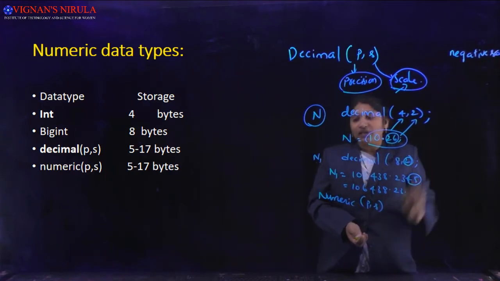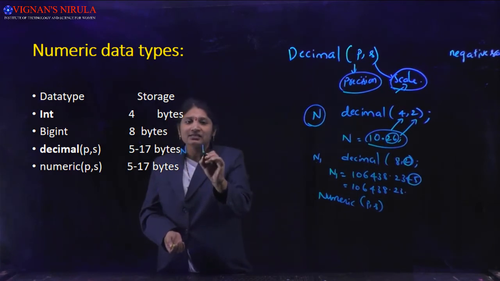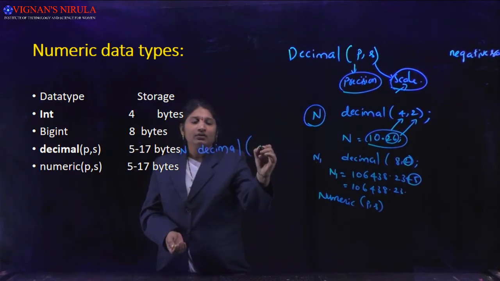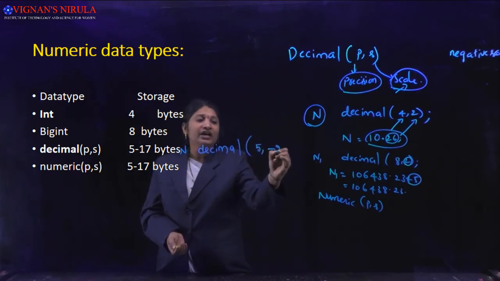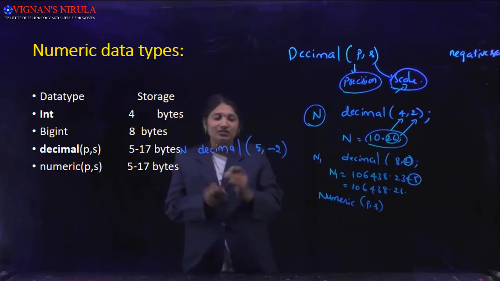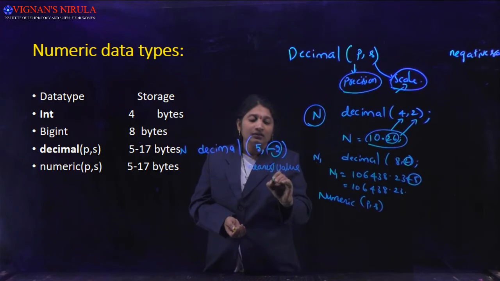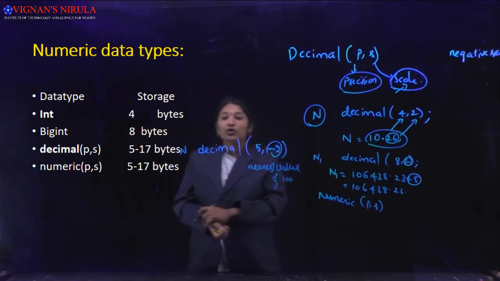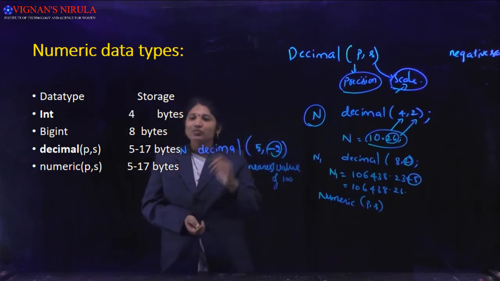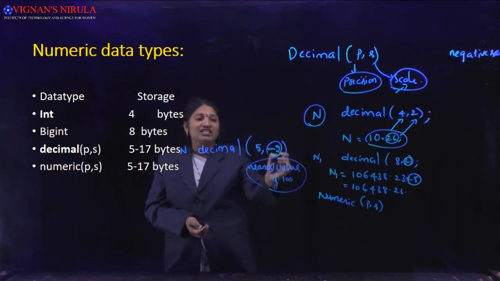So for example, if I have used the number as n as decimal of 5 comma minus 2, what is the meaning of this statement? The number of digits can be rounded up to the nearest value of 100. So whatever may be the floating point number that we are using, that can be rounded to the nearest value of 100. Why? Because I have given the scale as minus 2.